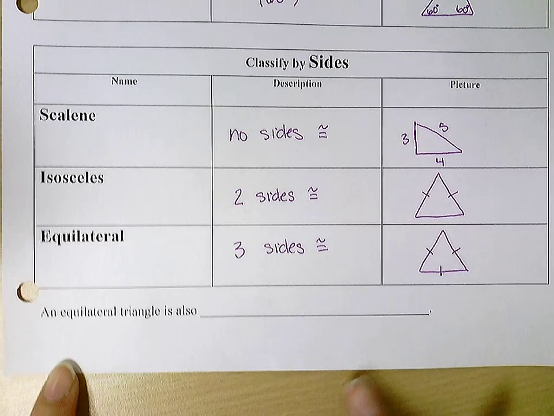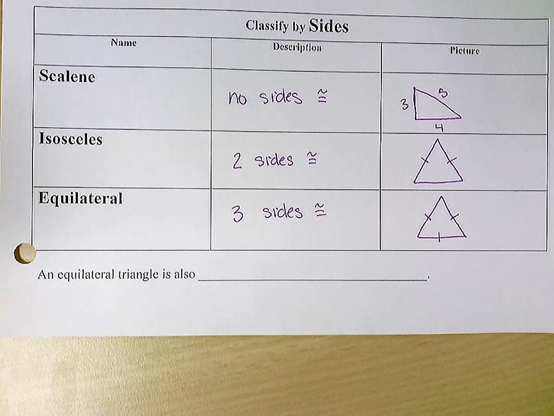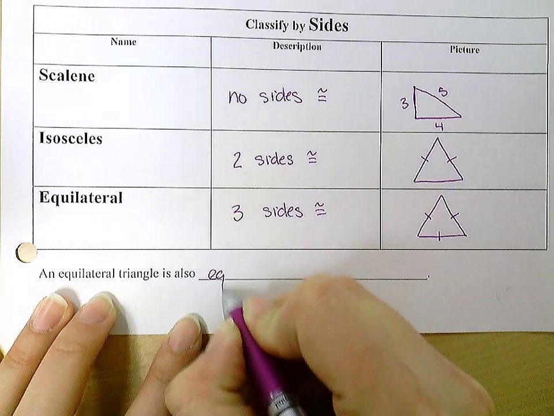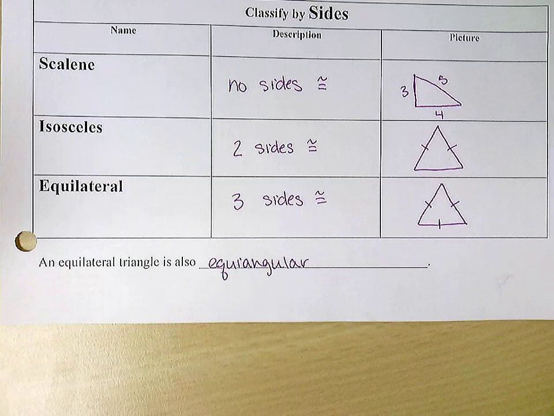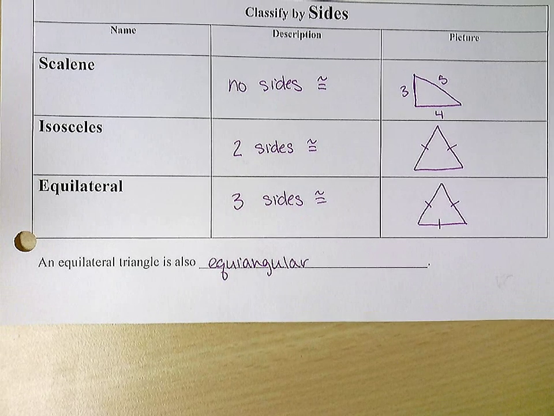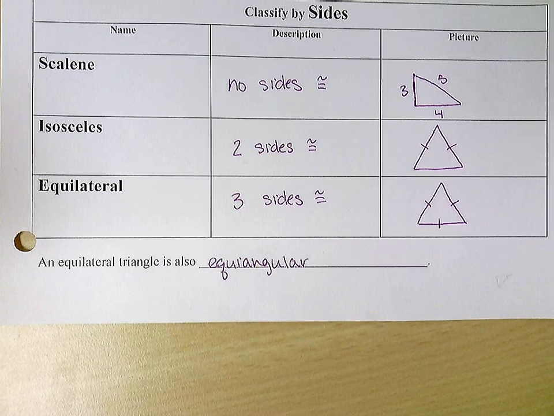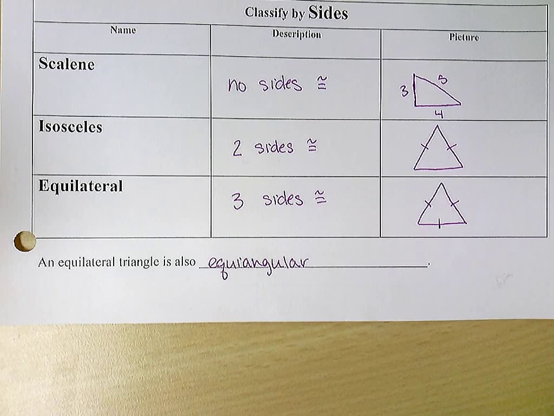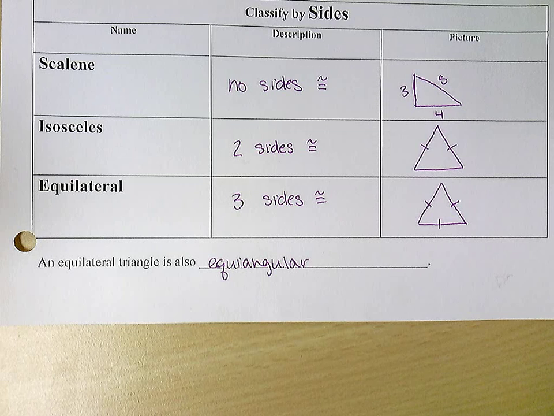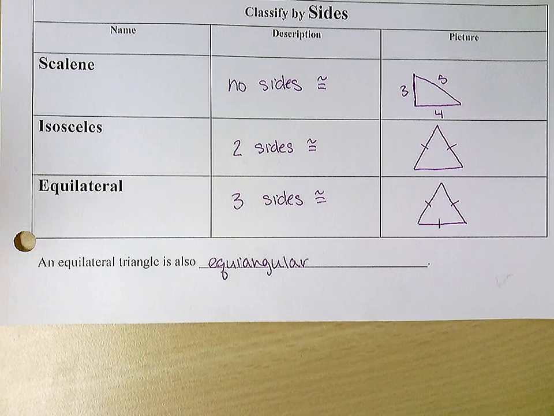All right, at the bottom here, an equilateral triangle is also an equiangular triangle. So if you have an equilateral triangle, it must also be called an equiangular triangle when you're classifying it by its angles. So if all three sides are the same measure, all three angles have to be the same measure. And vice versa. If all three angles are the same, then all three sides have to be the same. Questions?